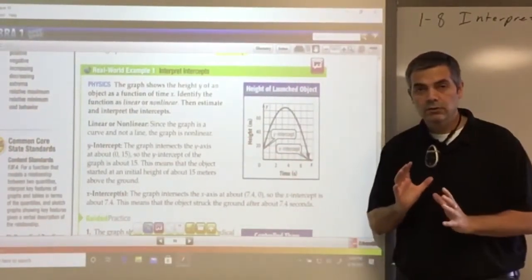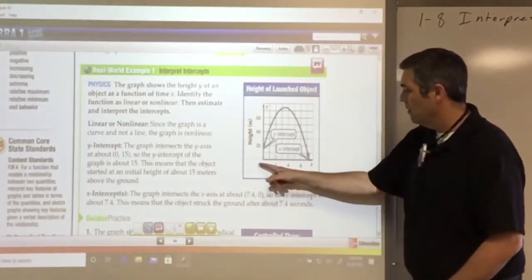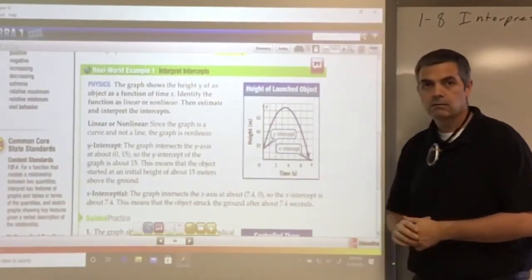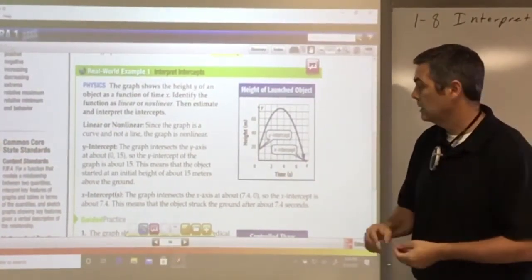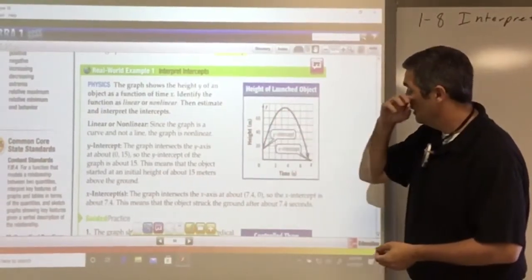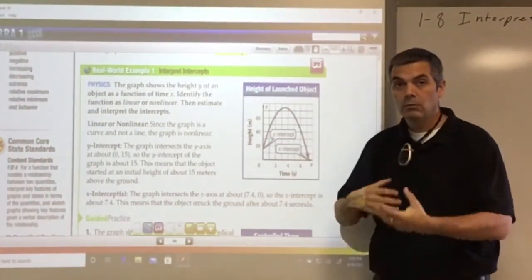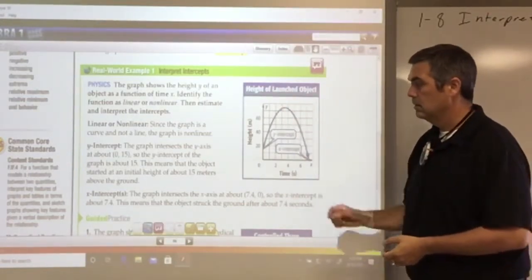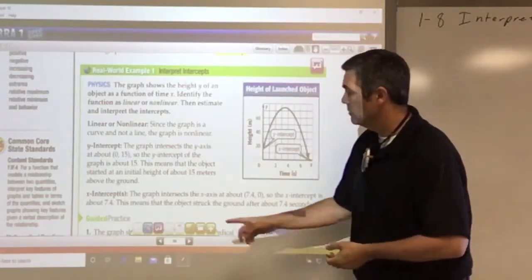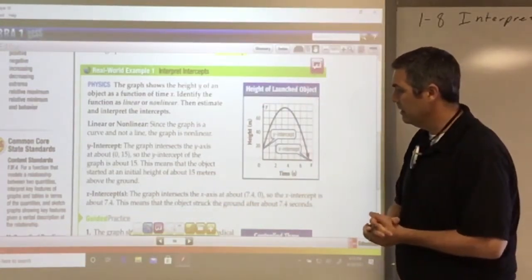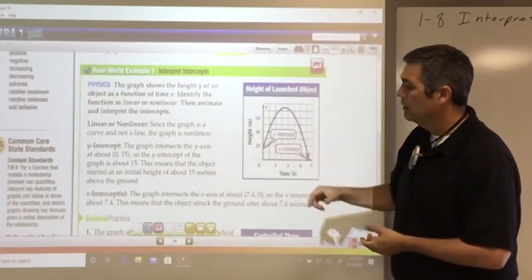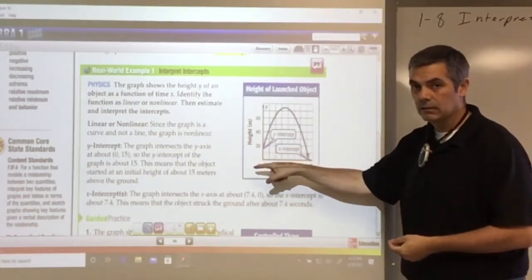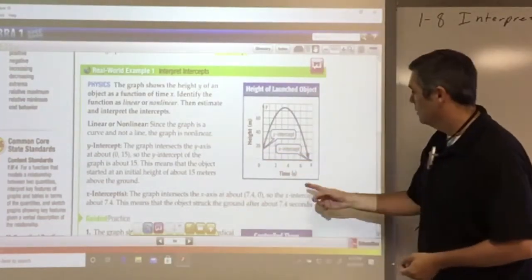Now notice that when you look at your graph, you need to look at a couple things. First off, what does the x-axis represent? It represents time in seconds. What does the y-axis represent? It represents height, meters, I believe. Okay, that's what we're looking at. So time, height. You should know what those are. Okay, so this means that the object started at an initial height of about 15 meters above the ground. So when it got launched, it was at 0, 15.